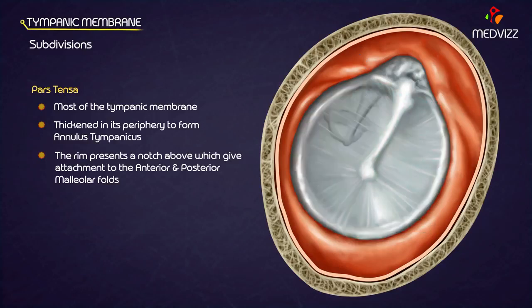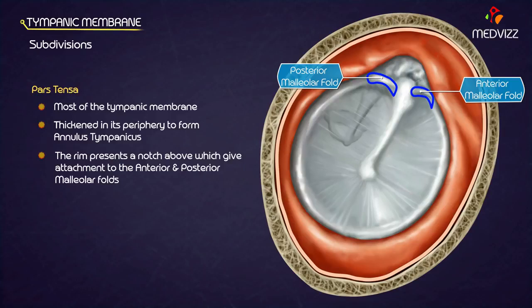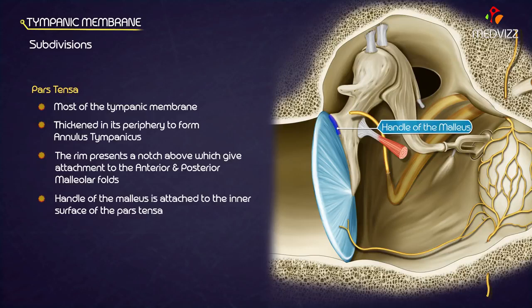From the margins of the notch, the anterior and posterior malleolar folds extend to gain attachment to the lateral process of the malleus. The handle of the malleus is firmly attached to the inner surface of the pars tensa.